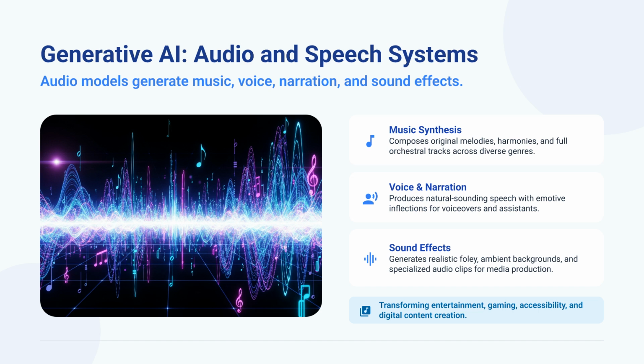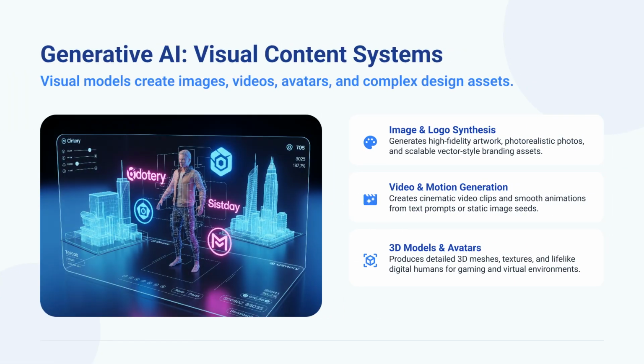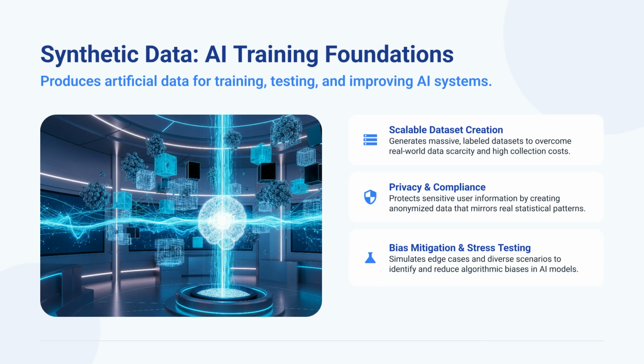Audio and speech systems use generative AI for music synthesis, composing original melodies across diverse genres. It also produces natural voice narration and creates specialized sound effects for media production, enhancing entertainment and accessibility. Visual content systems use AI for image and logo synthesis, creating photorealistic art and branding assets. They also generate cinematic video clips and smooth animations, and produce detailed 3D models and avatars for gaming and virtual environments.